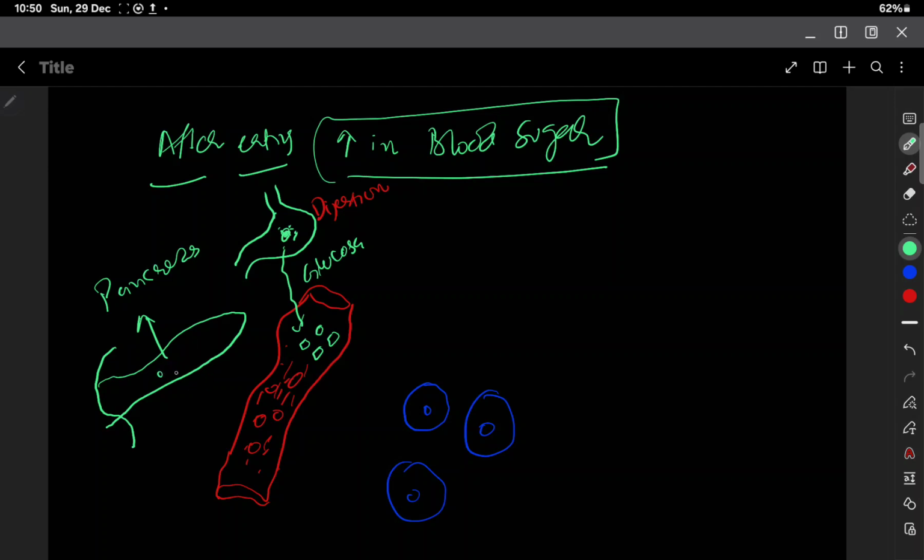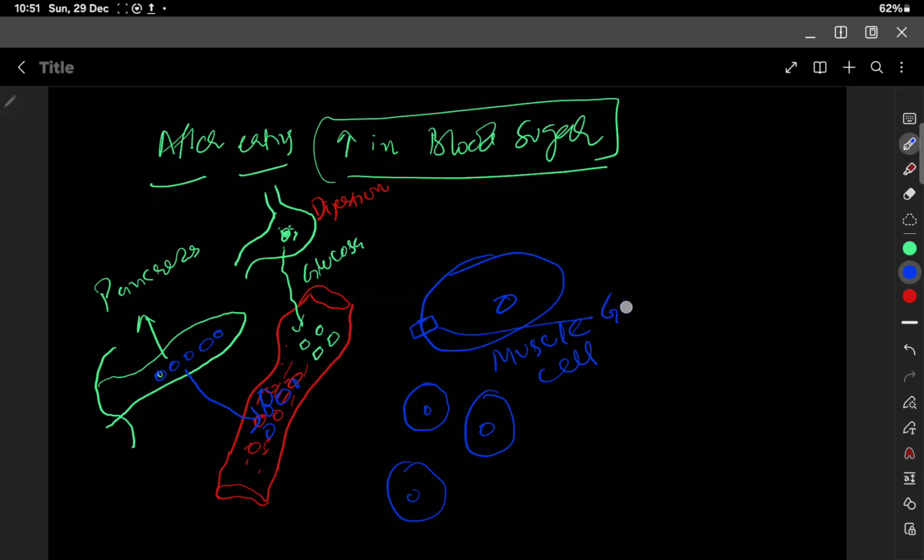What does the pancreas secrete? Insulin. So the pancreas will secrete insulin. For example, this is the insulin. This insulin will also go into the bloodstream. Now this insulin helps the glucose to enter into the cells. So these are the cells. For example, these are muscle cells. I will give the example. This is a muscle cell. I will draw one cell like here. There is one transporter here, which is called the GLUT transporter.